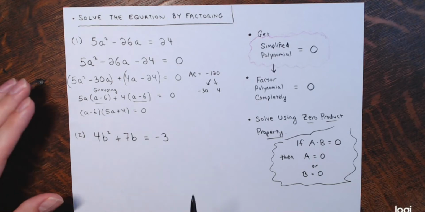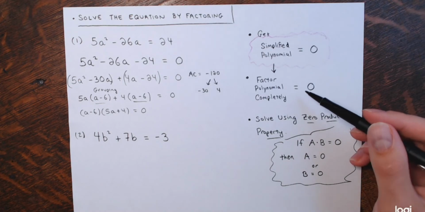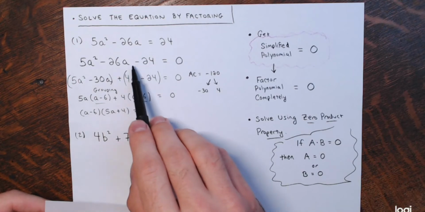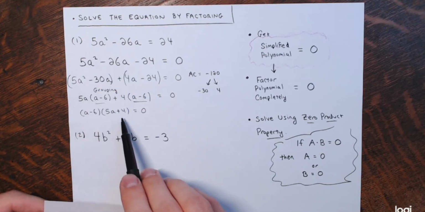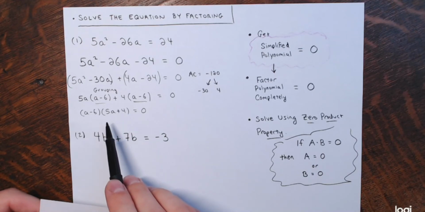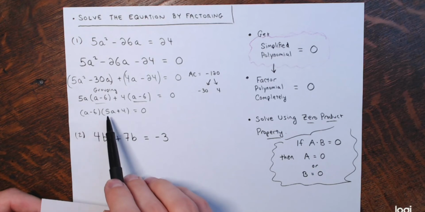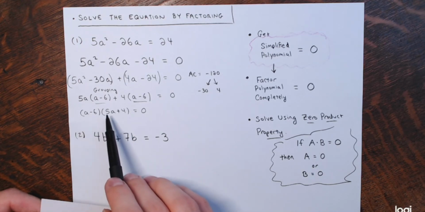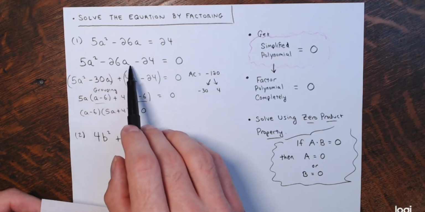Now I'm not done yet, right? All I've done is the second part. I got a simplified polynomial on one side, 0 on the other, right here. Then I have finally factored the polynomial completely. Now I'm going to make this a little quicker in future examples, but I factored this to a minus 6 times 5a plus 4. And you can double check, FOIL, take a minus 6 times 5a plus 4, you'll get 5a squared minus 26a minus 24.